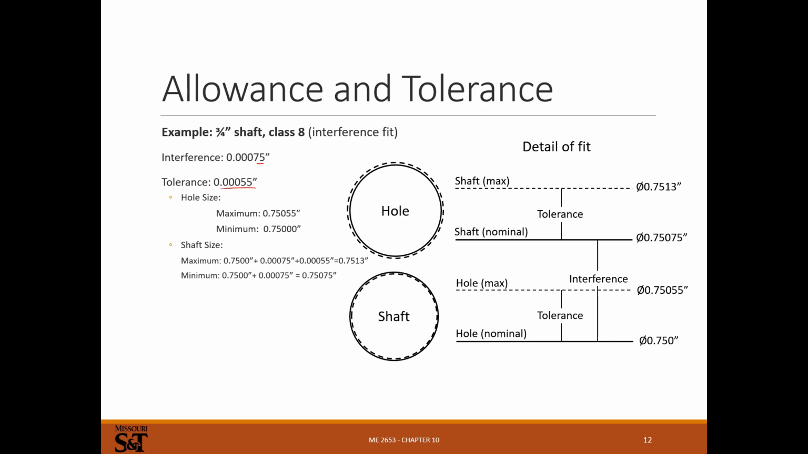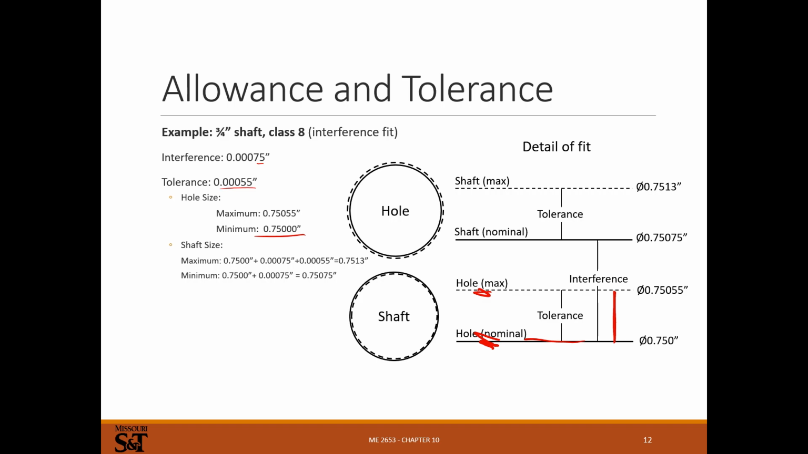The easiest way to establish this is start with the nominal hole size, so 3/4 of an inch. So 3/4 of an inch, that's our nominal hole size. Our acceptable tolerance on the hole is 0.00055. So this is our tolerance range for the hole. So it can be nominally, it's acceptable up to this size.